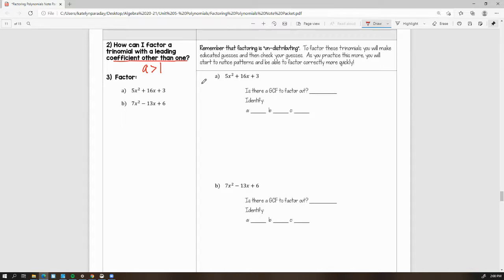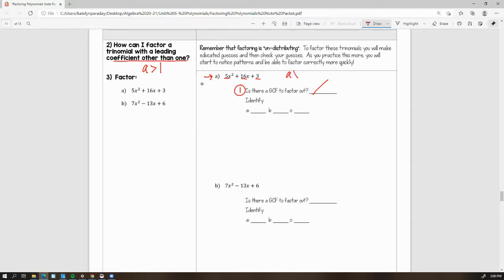All right, here's our first example: 5x squared plus 16x plus 3. The first thing we need to look at is, is there something that I can divide all these numbers by? No, there's not, because 5 is a prime number and so is 3, so we can't divide them by each other. So there's not a GCF for this one, but I'll show you what we do when there is a GCF. So first we need to identify.